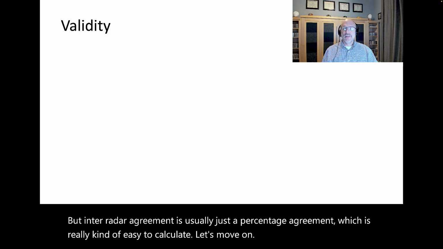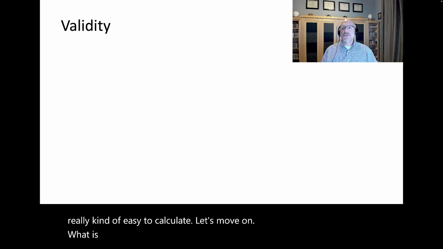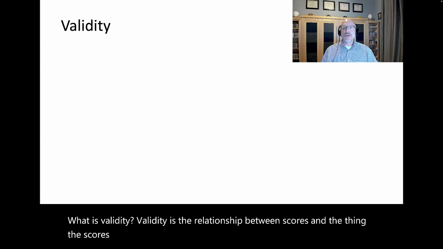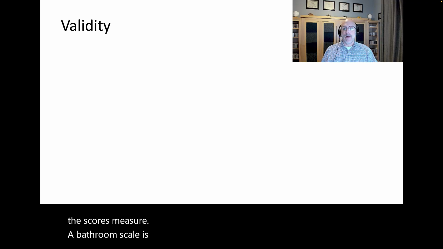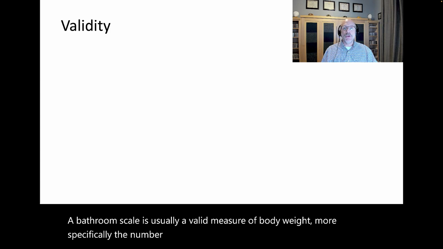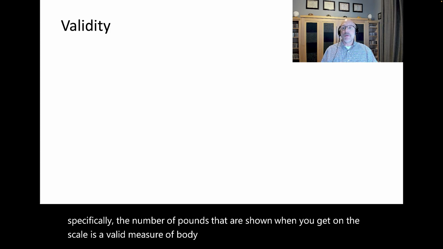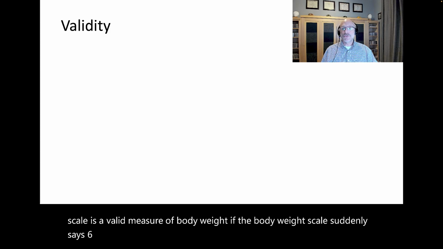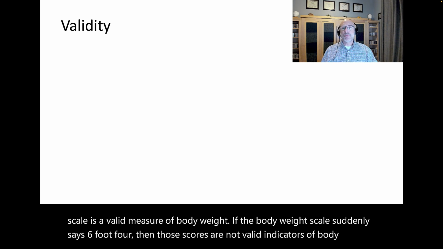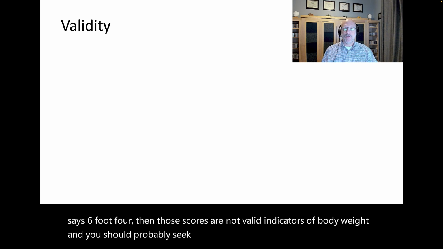What is validity? Validity is the relationship between scores and the thing the scores measure. A bathroom scale is usually a valid measure of body weight. More specifically, the number of pounds that are shown when you get on the scale is a valid measure of body weight. If the body weight scale suddenly says 6'4", then those scores are not valid indicators of body weight, and you should probably seek a refund for the scale that you purchased.